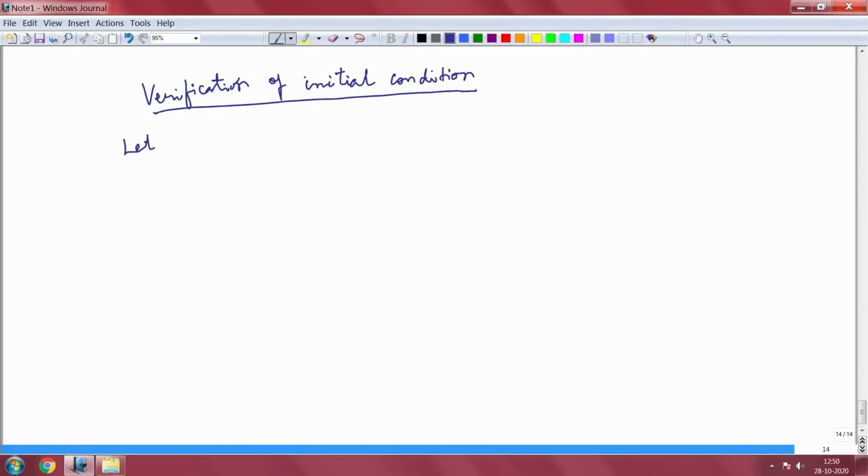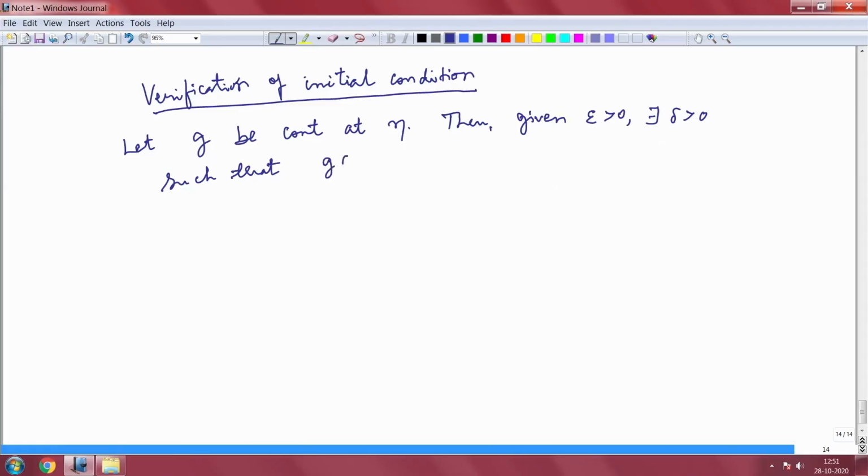So, let g be continuous at eta. Then, given epsilon positive, there exists delta positive such that |g(y) - g(eta)| is less than epsilon if |y - eta| is less than 2 delta. So this is just the definition of continuity. 2 delta for technical reasons, otherwise simply write delta there.